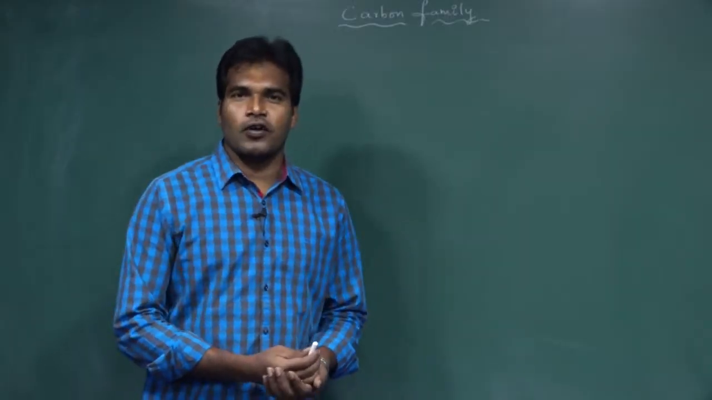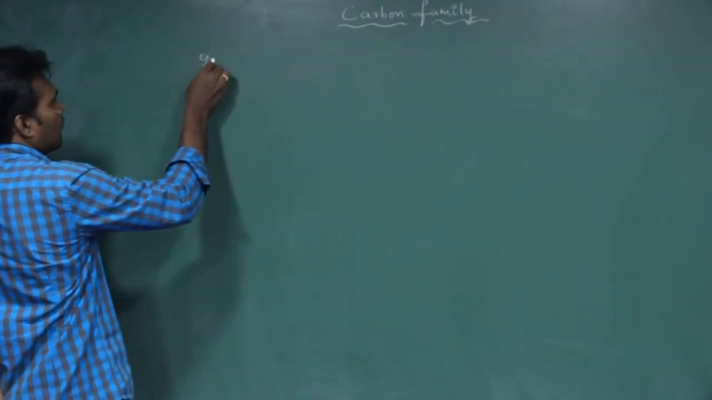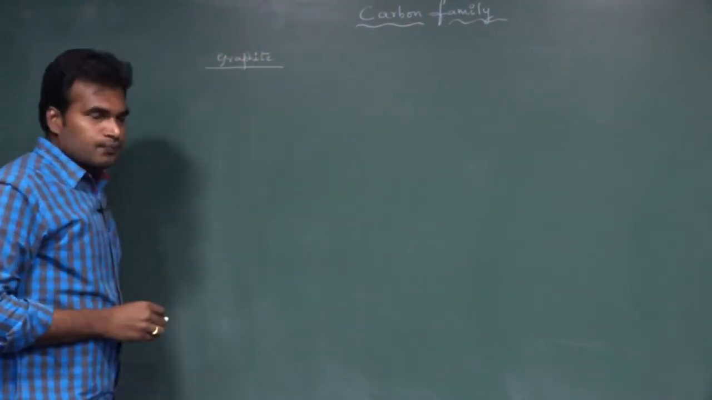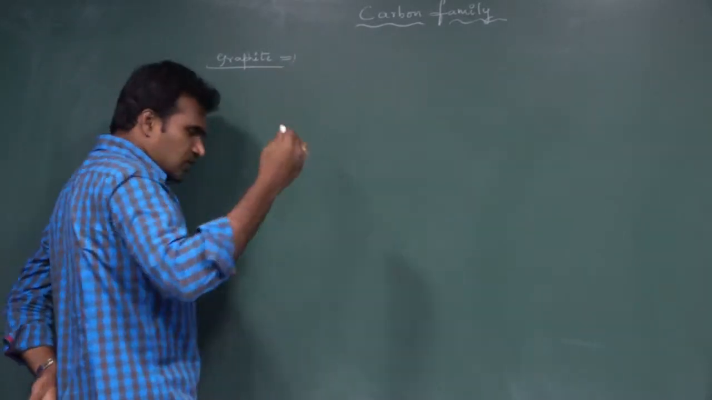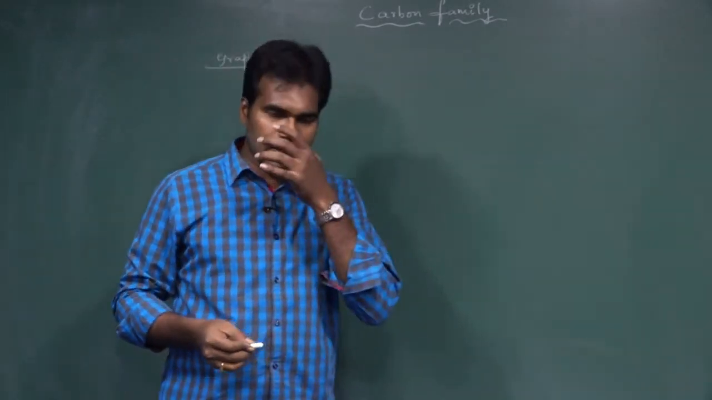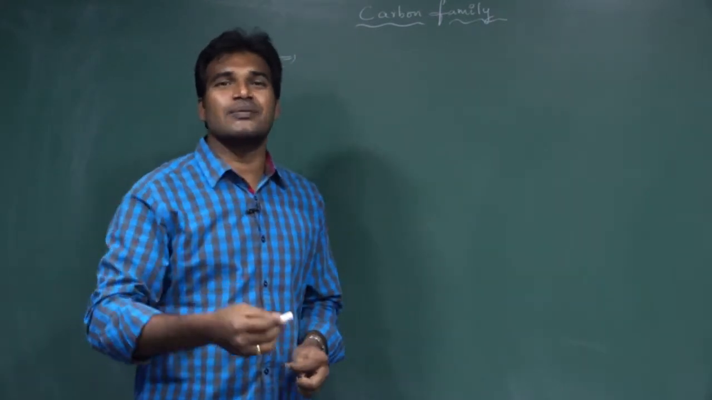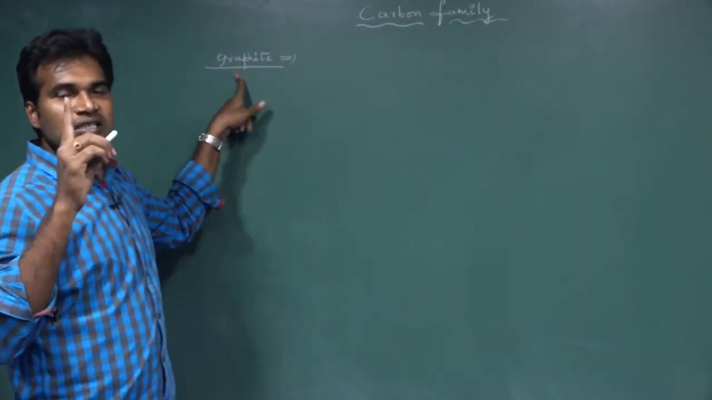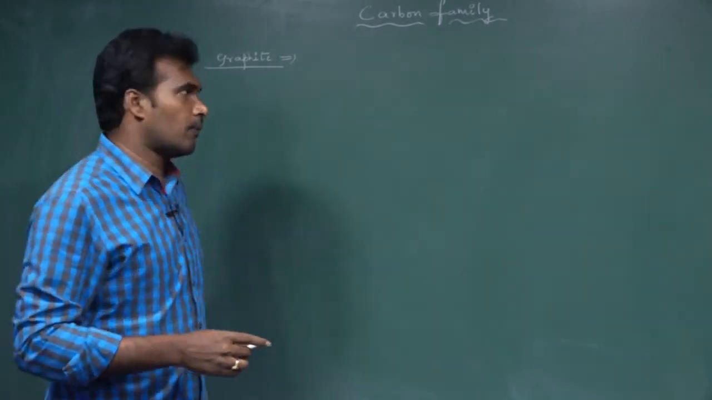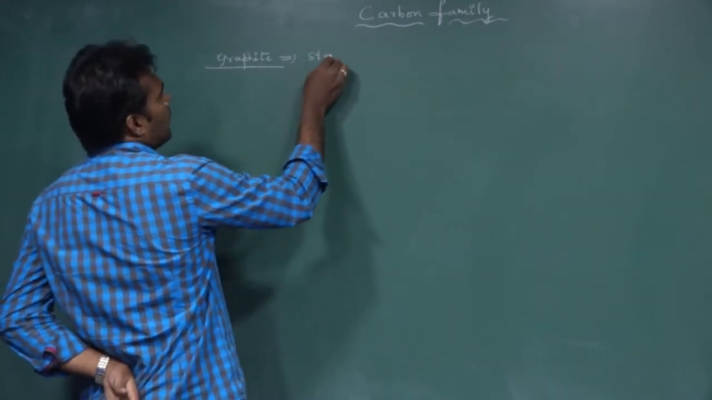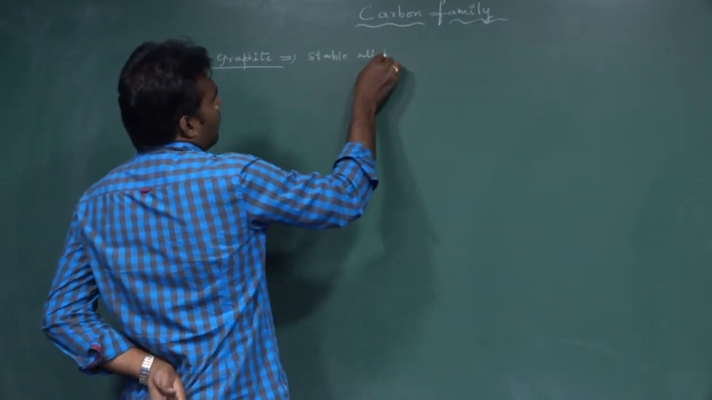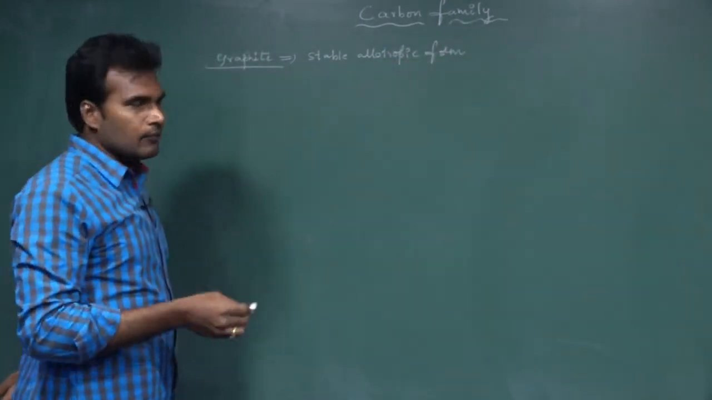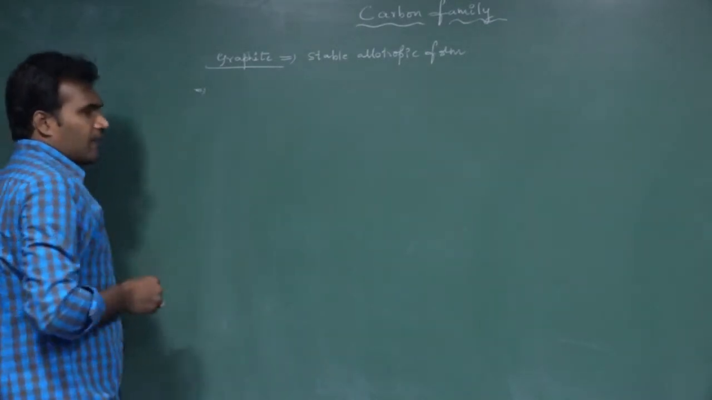Okay, next allotropic form, that is graphite. Suppose they ask you which among the crystalline allotropic forms is the most thermally stable allotropic form. That is nothing but graphite, the most thermally stable allotropic form of carbon. So this is a stable allotropic form of carbon. Let us see the structure of this graphite.